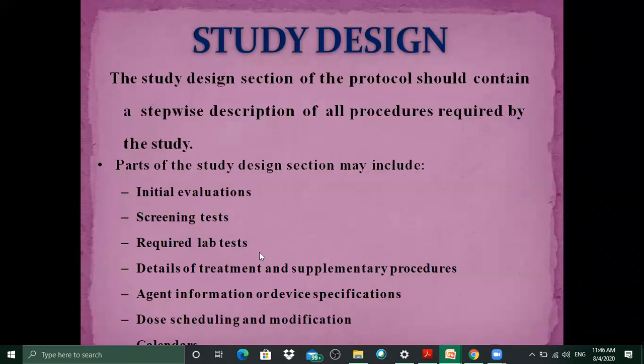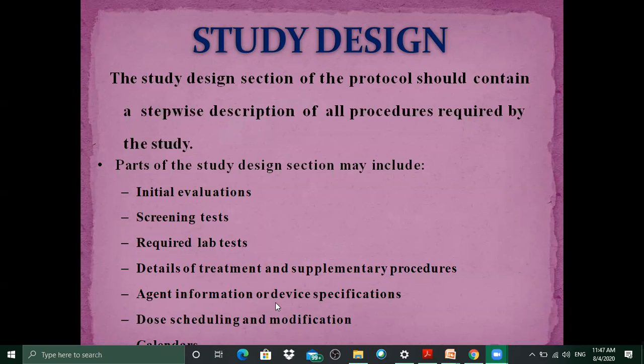Then required lab tests, like what all required lab tests you are going to conduct with all those people who are going to enroll. Then details of treatment and supplementary procedures, like what treatments are going to be done. You have an investigational drug, right? You'll be giving that drug to the subject. Along with that, if there are any side effects, what kind of medications will be given, all that also has to be mentioned. And the details of the investigational drug, you will have to write there in the study design.